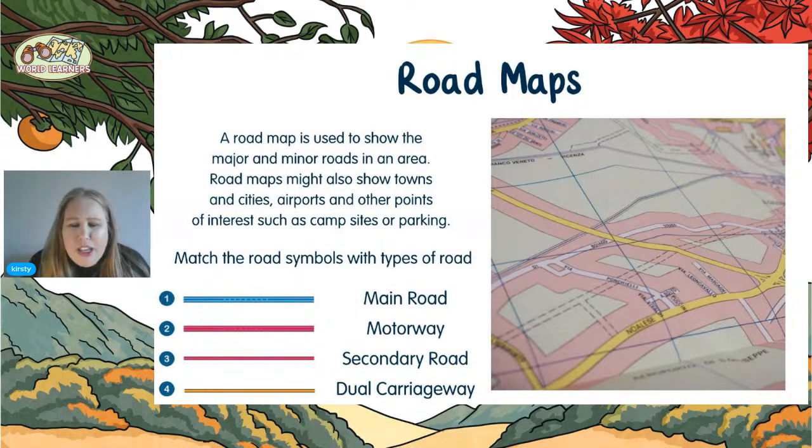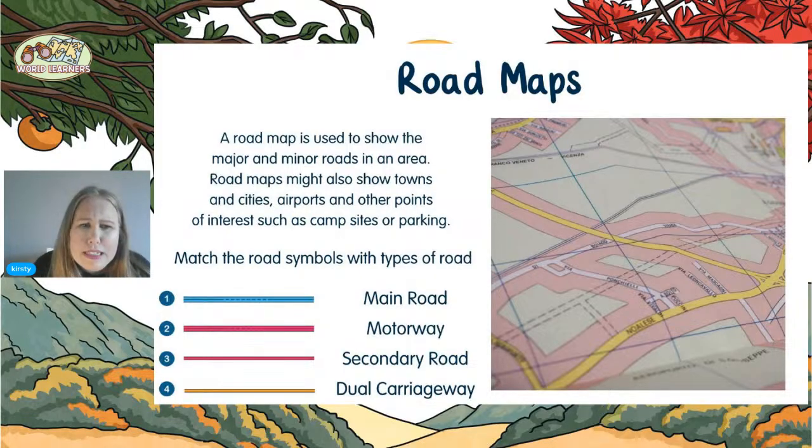Right. We've got road maps next. Have any of you used these before? Any of you got sat navs in your cars? Or maybe use maps on a phone to find your way to places. So road maps are used to show the major and minor roads of an area. The road maps might also show us towns, cities, airports, other points of interest like campsites or parking. They might show churches or pubs or footpaths and things like that as well.